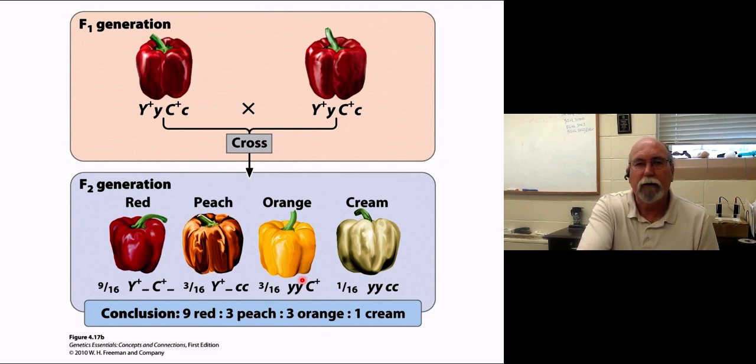It turns out that this Y plus is dominant over the little y. So it doesn't matter whether you have two Y pluses or Y with a little y, you get this control as long as you've got a big C. So if you get a big Y and a big C, or plus Y plus C, you get red. If you get a plus Y but two little c's, it downgrades the color and you end up with what we call peach. If you get two little y's but you have a dominant C over here, you get what's called orange. And then finally, this cream or lack of color, it's almost a white, is really caused by having a complete recessive condition.